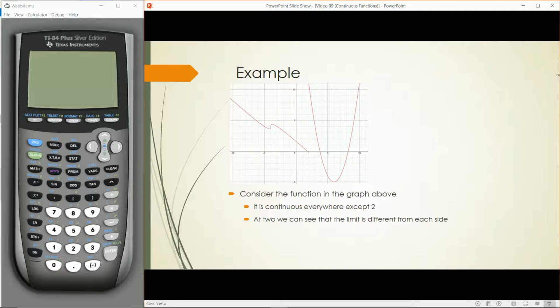So, the reason why this is discontinuous at 2 is because we can see that the limit from the left is different than the limit from the right. Therefore, the limit does not exist. So that means it cannot be continuous at 2.